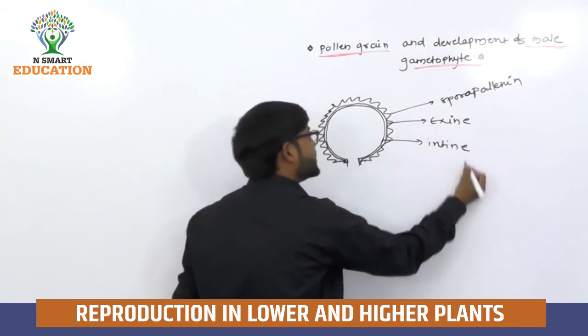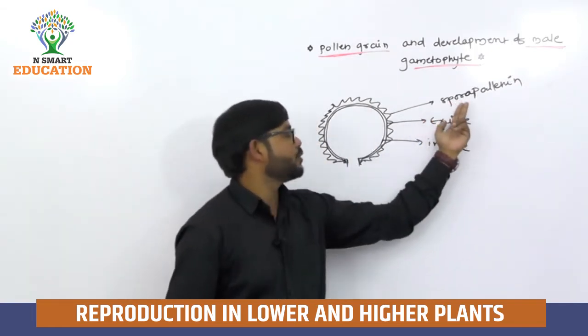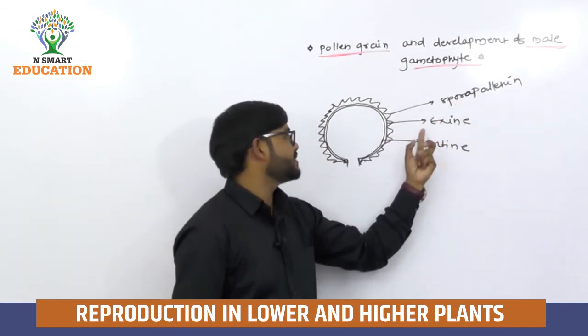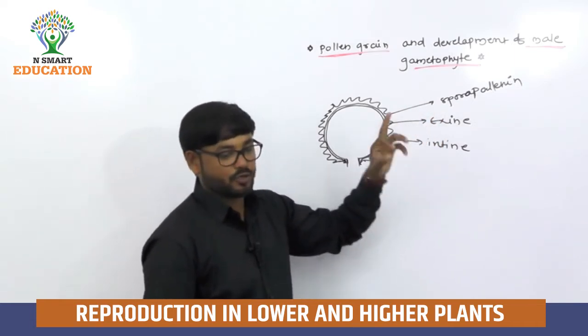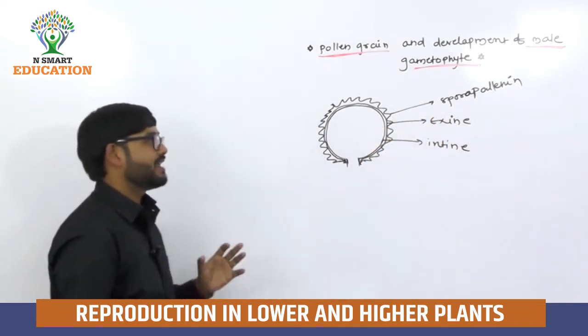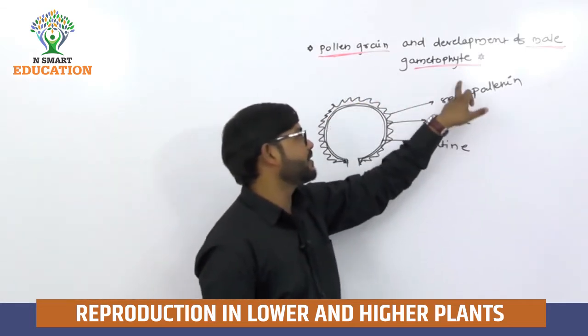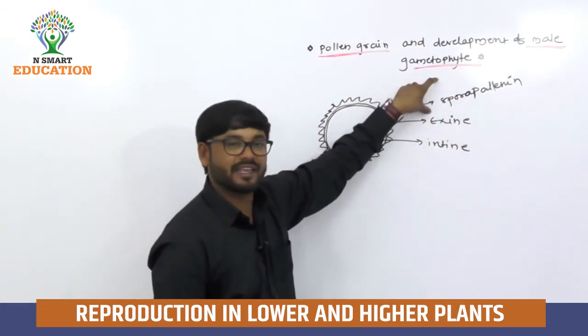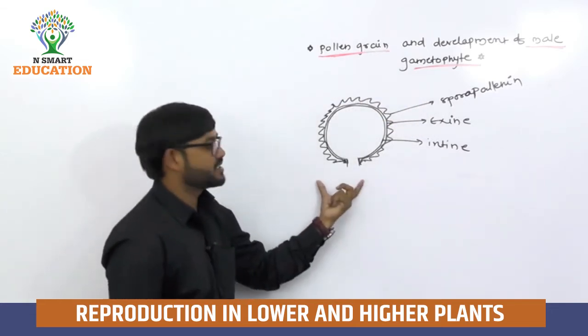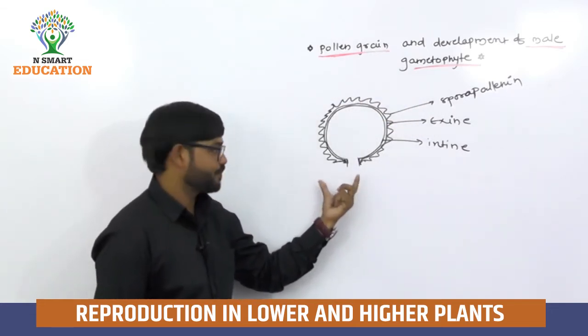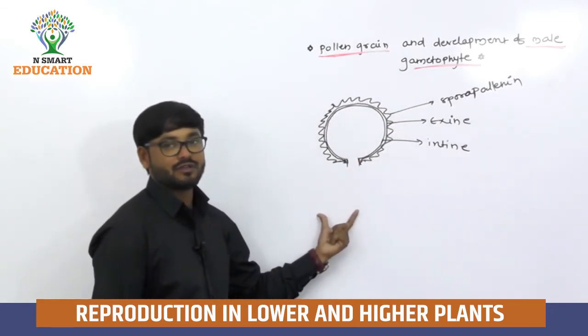Deposition of sporopollenin is happening, so exine is forming, and this is the exine. The tapetum releases the sporopollenin, that is very important. But this cell first is unicellular in nature.